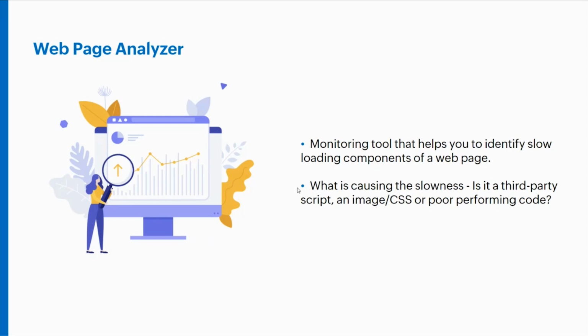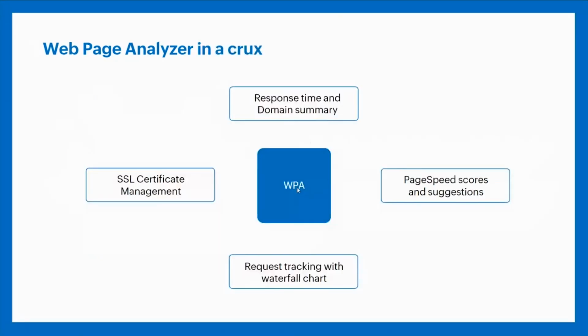PageSpeed Insights is an online tool which helps in identifying the performance best practices on any given website. It provides suggestions on web page optimizations, and it suggests overall ideas on how to make a website faster. So here's the web page analyzer and a crux. Basically, you get details about the response time and domain summary. And like I said, you have the page speed scores and suggestions to optimize your web pages. And you can also do request tracking with a waterfall chart.